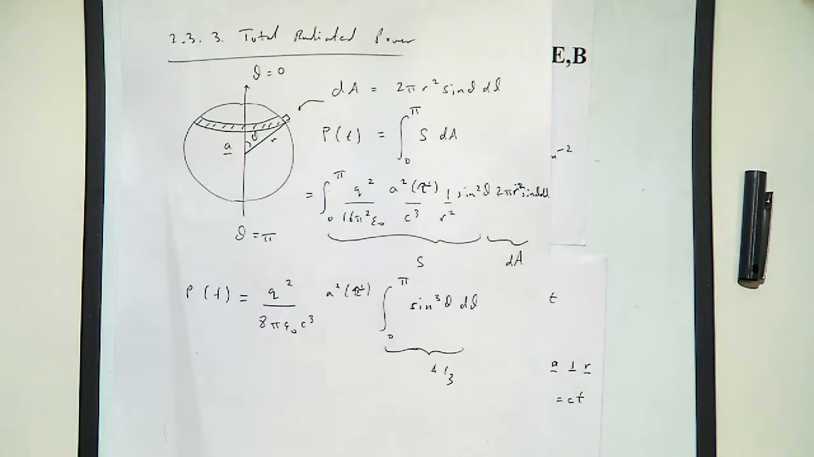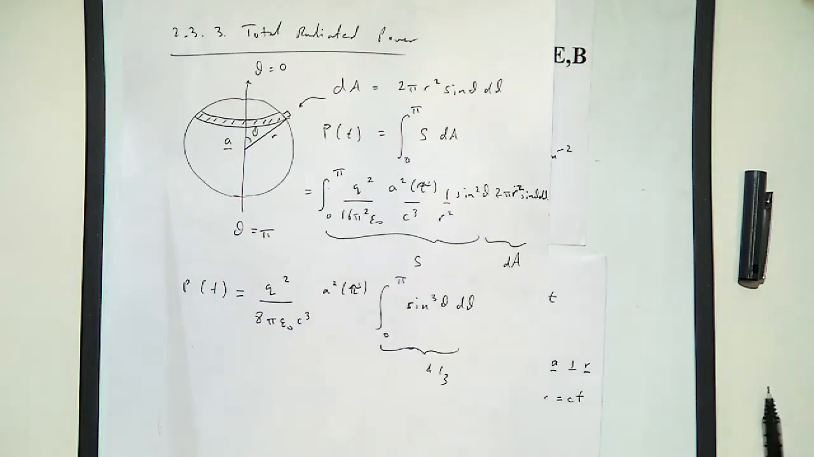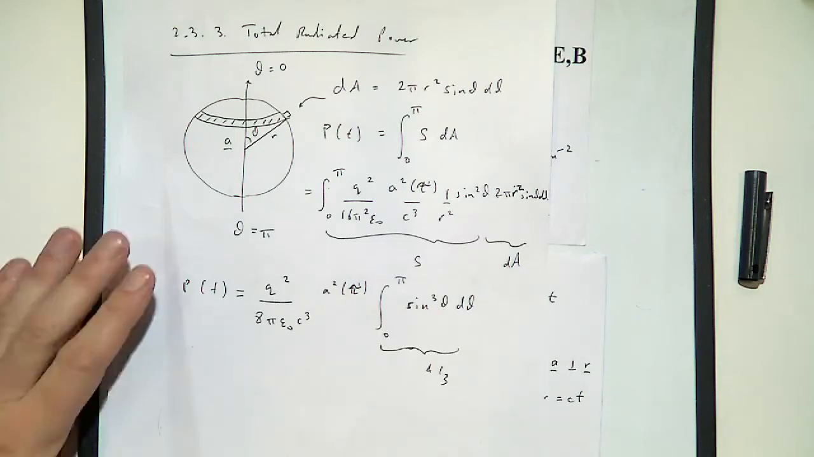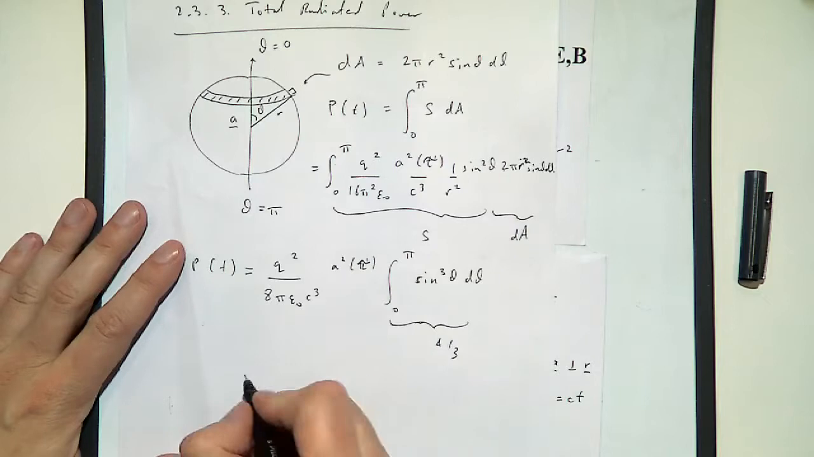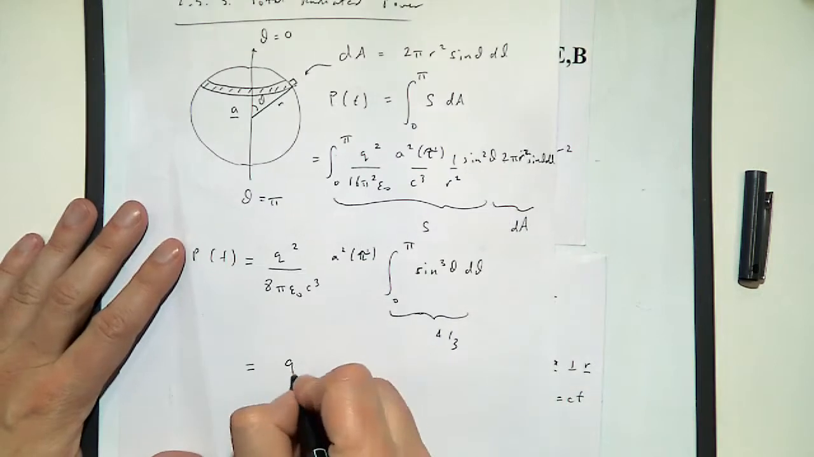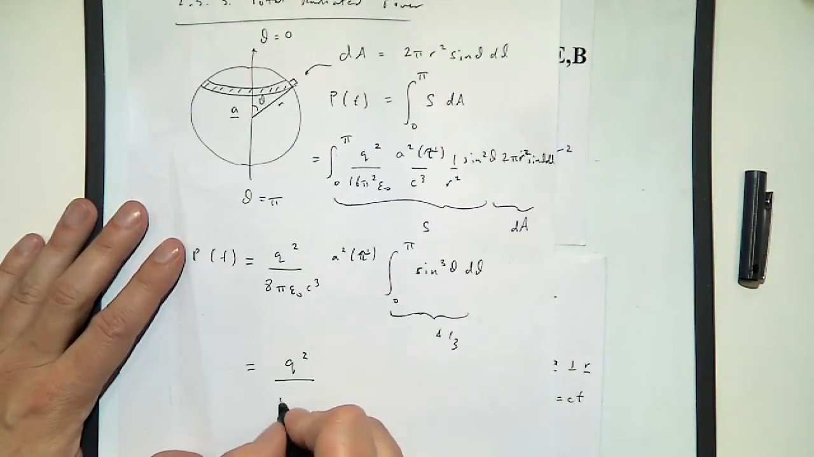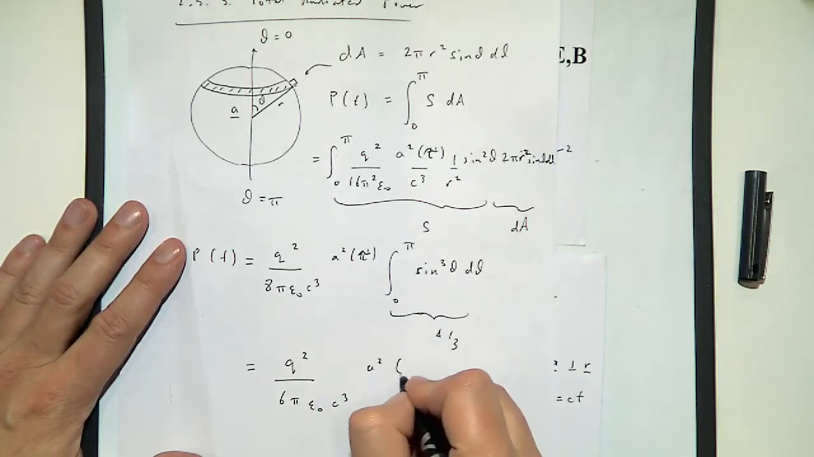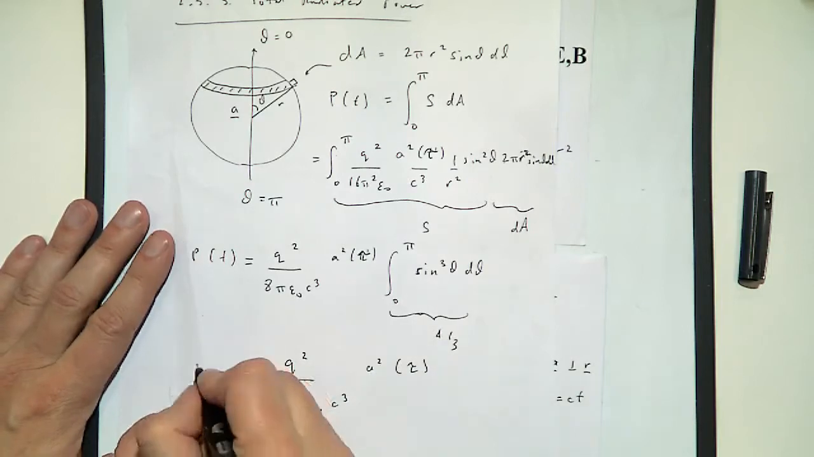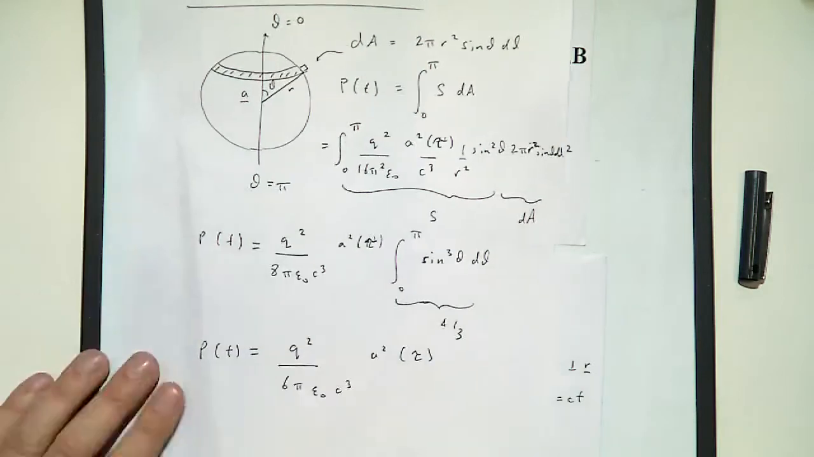That's interesting because you don't often expect to see these factors of 3 appearing in these calculations. So that's where that sine squared term is contributed to that, which is why there's a factor of 6 in the final answer. Q squared over 6 pi epsilon naught c cubed a squared of tau. Okay? So that's the total amount of power emitted as a function of time.